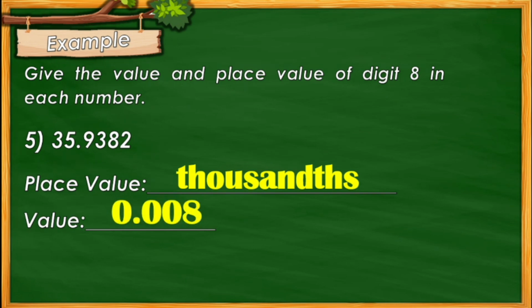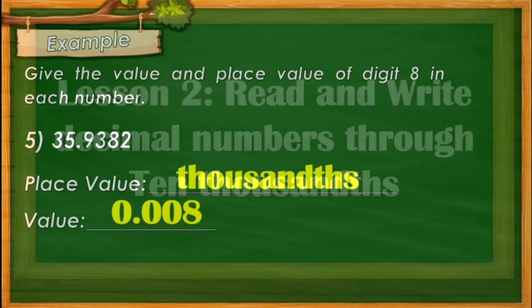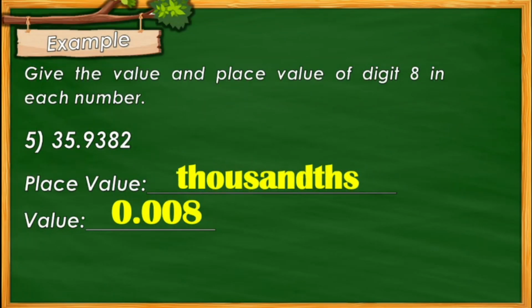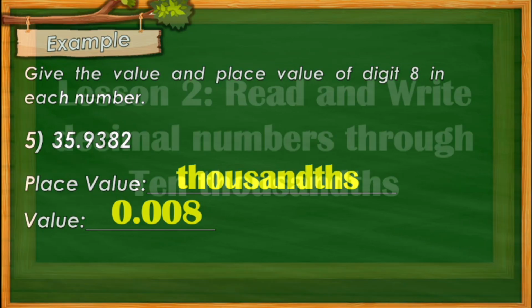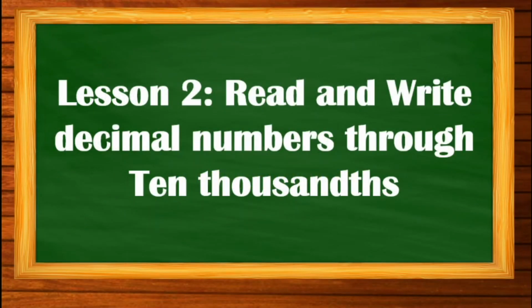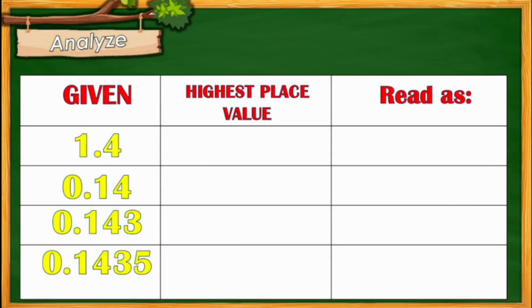Okay, next. I hope you already know how to find the place value and the value of each digit. Let's proceed now to read and write decimal numbers through 10,000s. So in reading, we're going to analyze this table. So we have 1, 2, 3, 4, for example. So this would be the given. And then the second column is the highest place value. And then in the third column, you're going to write how to read this decimal number.